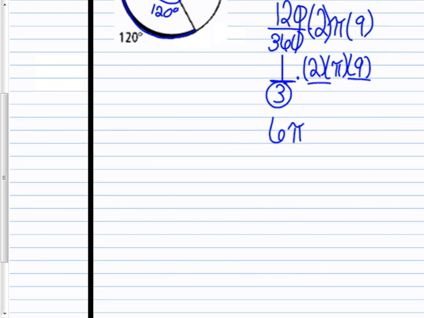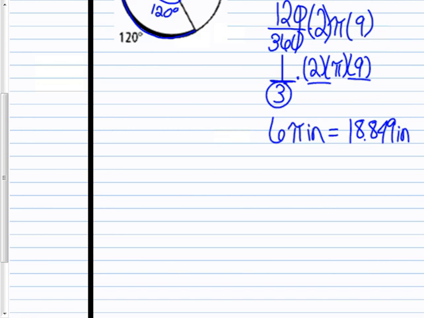So you could say 6 pi inches, or you can convert that, 6 times pi, to 3 decimal places, and we get 18.849. We're not talking about area, so it's not square. It's just plain old inches.